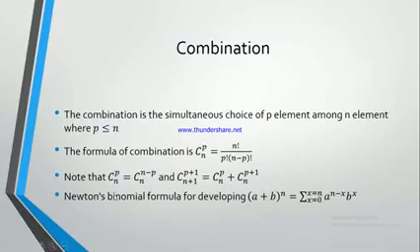We can use combination to find the expansion of (a plus b) to the power n, which is equal to the summation of a to the n minus x times b to the x times n choose x.